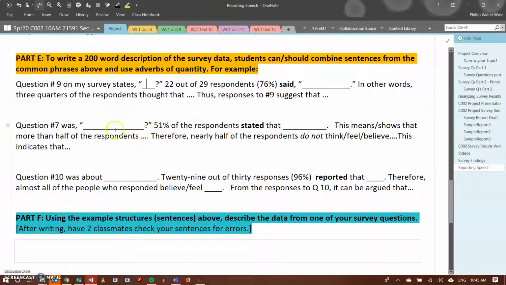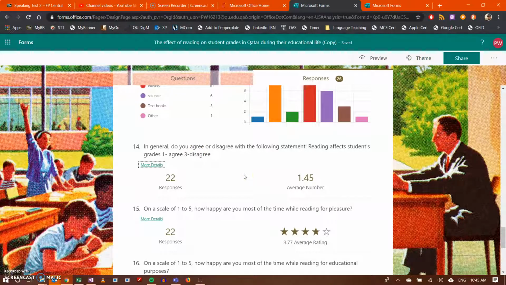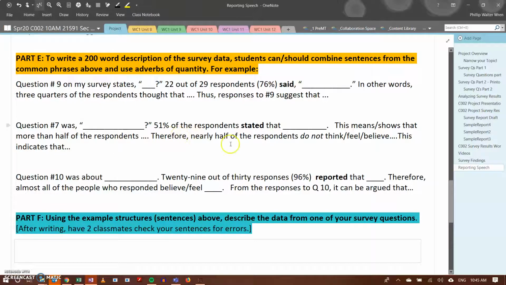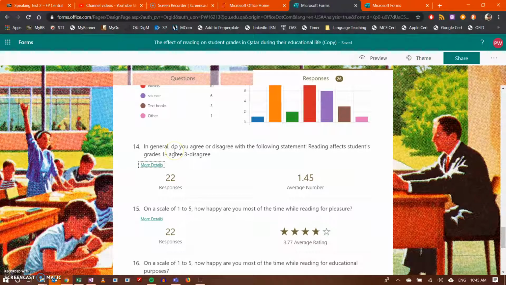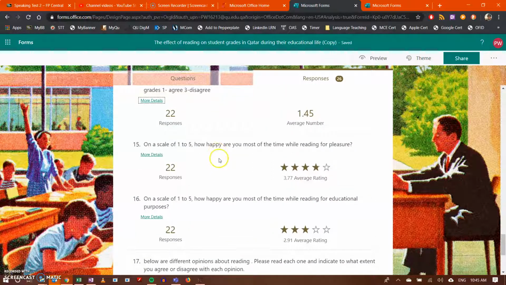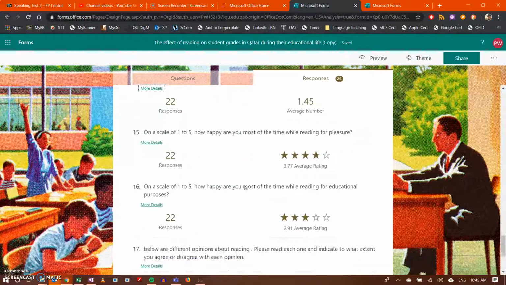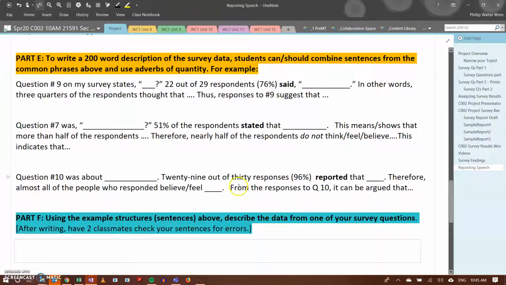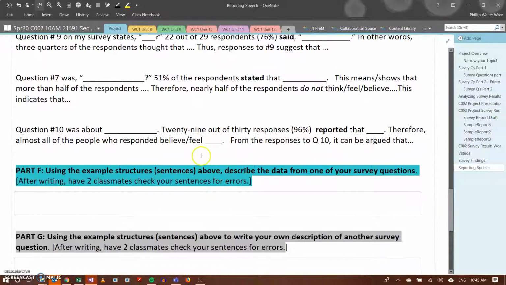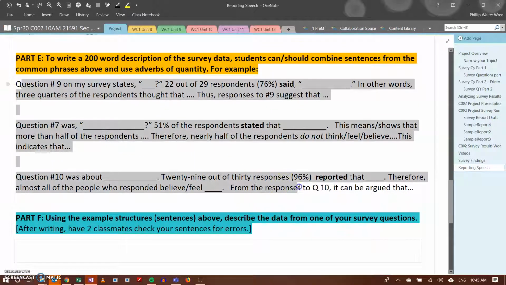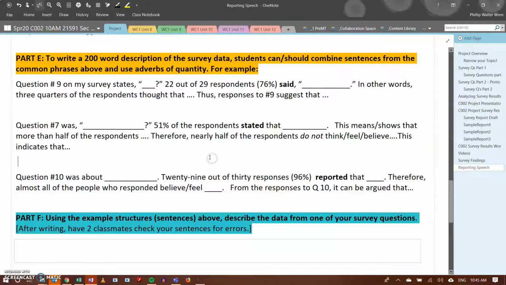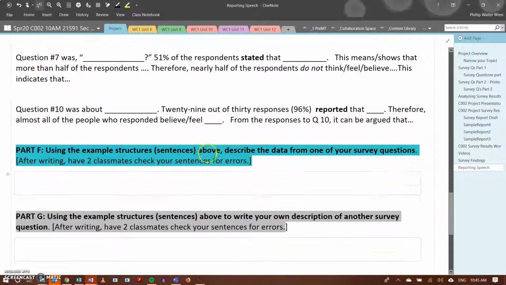This means that there are a number of respondents who don't believe that reading affects students' grades. So, therefore, this indicates that many students do not know totally whether reading affects their grades, which I disagree with, but they are not certain whether reading affects their grades. It takes time. You have to sit and you have to think. These kinds of things right here are what we're looking for to help you write your whole response to everything.